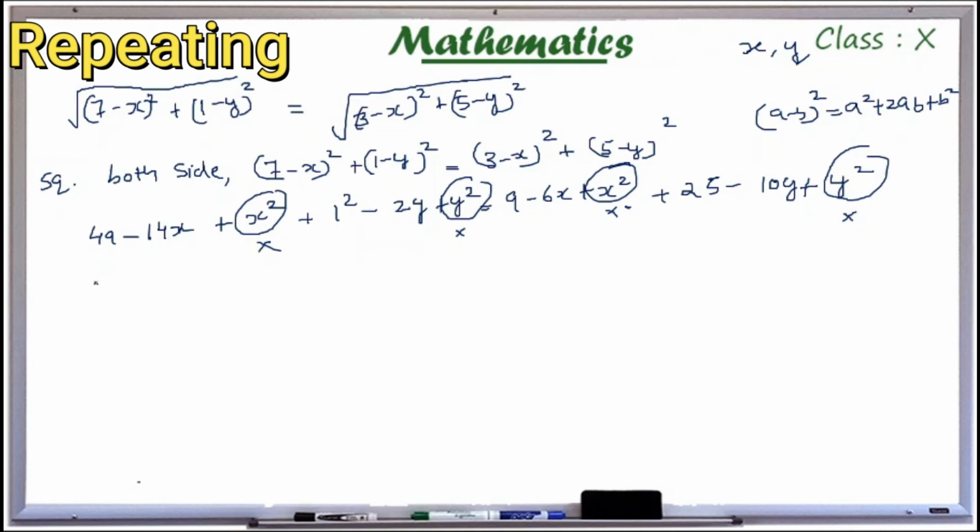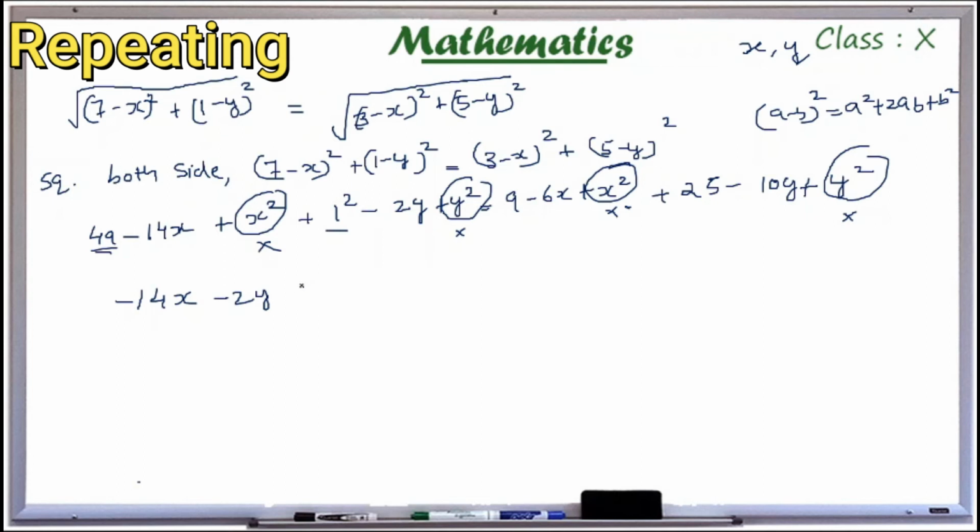Now bring all the x and y terms to the left side and all the number terms to the right side. Once more, bringing x and y terms to the left side. So here I have to move the number terms to the right side. So minus 14x minus 2y. We have two number terms, 49 and 1 square. We have to move them to the right side.